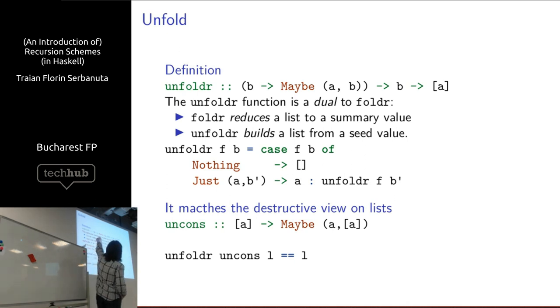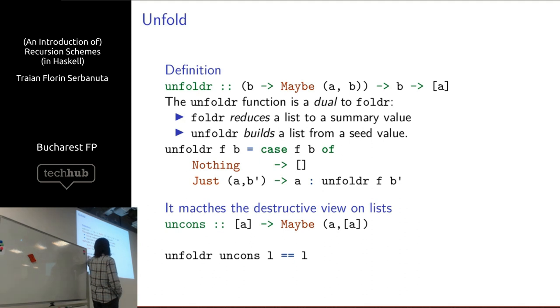And the way it does it, you see that we have a function that, from a given seed, either doesn't do anything, or extracts an element and gives you the next seed. Now if we look at the definition, it's the simplest place to look. Given an f and an initial seed, I look at the application of f to the seed, and if that is nothing, then I just put the empty list. It means that I'm done, I cannot continue anymore. But if I produce an element and the next seed, then I extract that element and say, okay, now compute the rest of the list starting from the next seed. And as before, this is dual to fold.